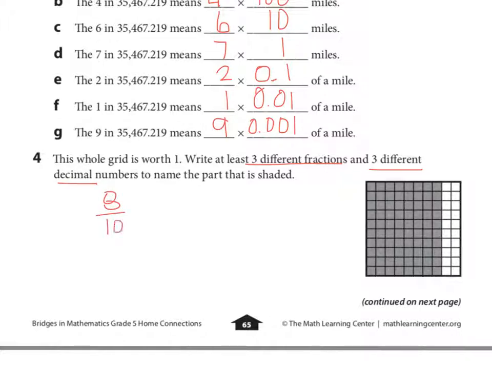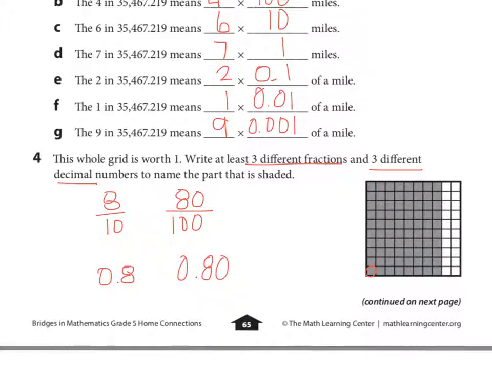How do I write 8/10 as a decimal? It's going to look like this. Now, I can also picture how many tiny squares there are. There would be 80 squares. Out of how many total? 100. How do I write that as a decimal? That would be 80 hundredths.